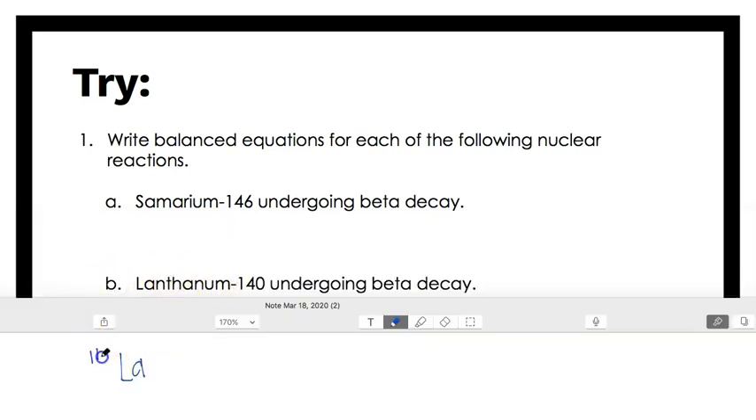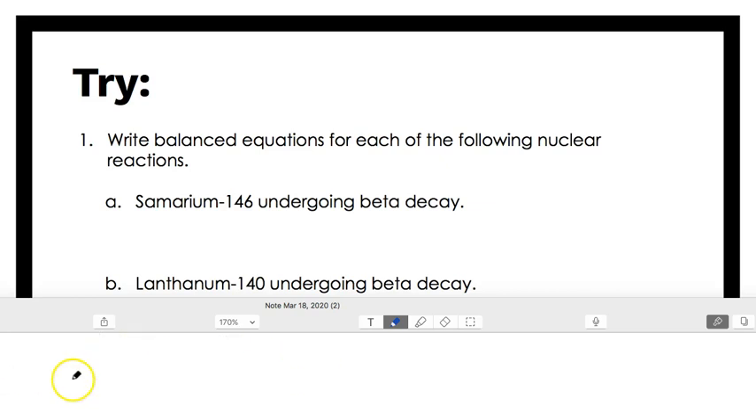Lanthanum has a mass of 140, and its atomic number is 57. It undergoes beta decay, so you have a beta particle being released, and you're gaining a proton, so 58. 58 minus 1 is 57, so it balances out. Mass stays the same. New element that forms, so look for 58 on the atomic number side of the periodic table, and that is cerium, so Ce, cerium. Okay, and that's how you do beta decay.